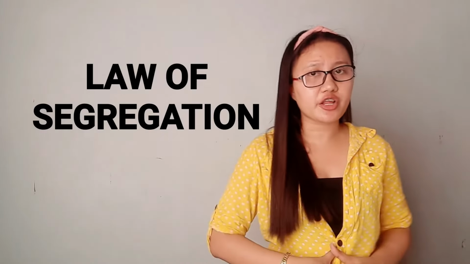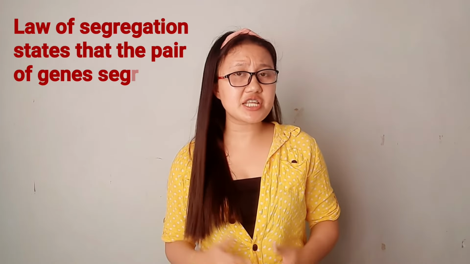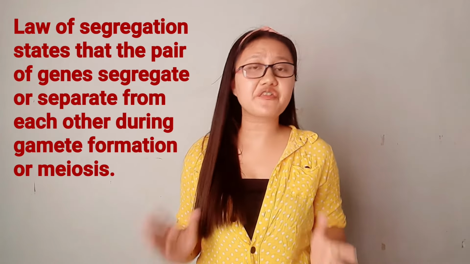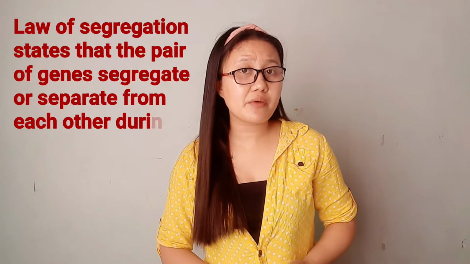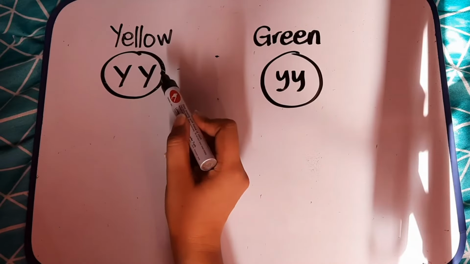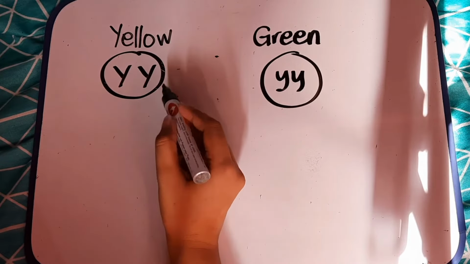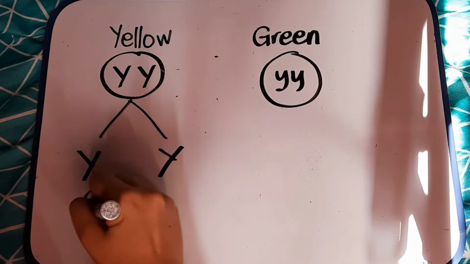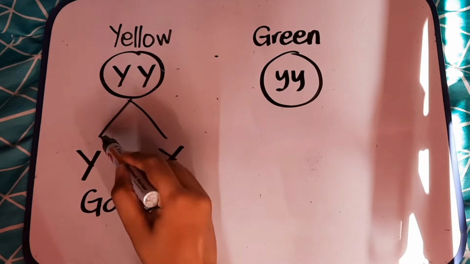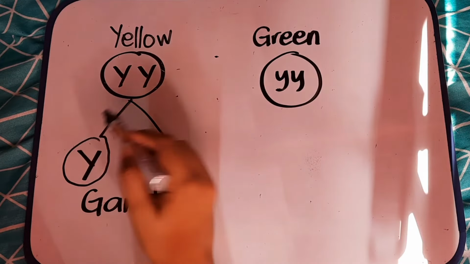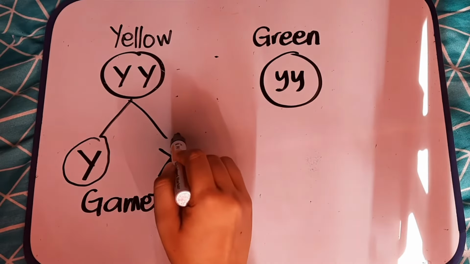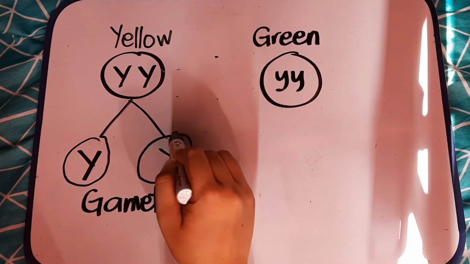The second one is the law of segregation. Okay, the law of segregation states that a pair of genes segregate or separate from each other during gamete formation or meiosis. One gene goes to one gamete and the other gene goes to another gamete.